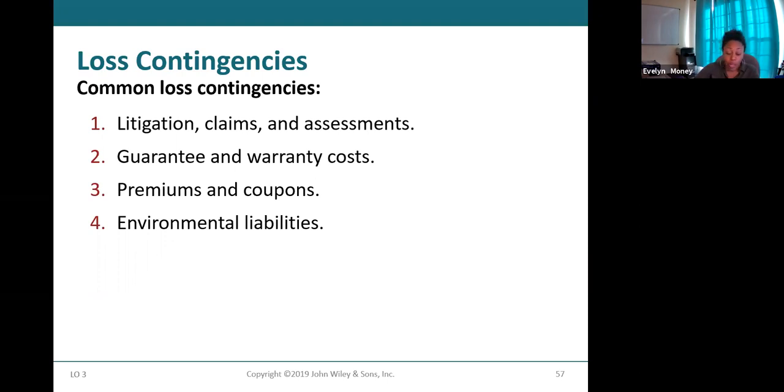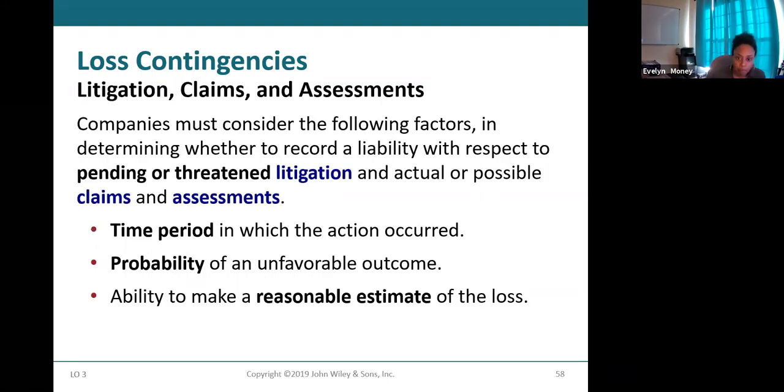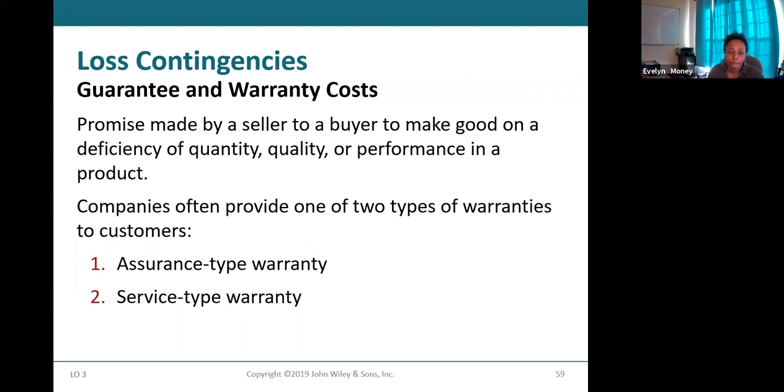And environmental liabilities can definitely be an issue in the future if the Green New Deal happens to get passed. We could definitely see a ton of environmental liabilities in the future. So I want you to pay close attention to that. So with litigations, claims, and assessments, I don't have to show you this anymore. This is the 3rd time that I've used this as an example. So let's move directly into the warranties.